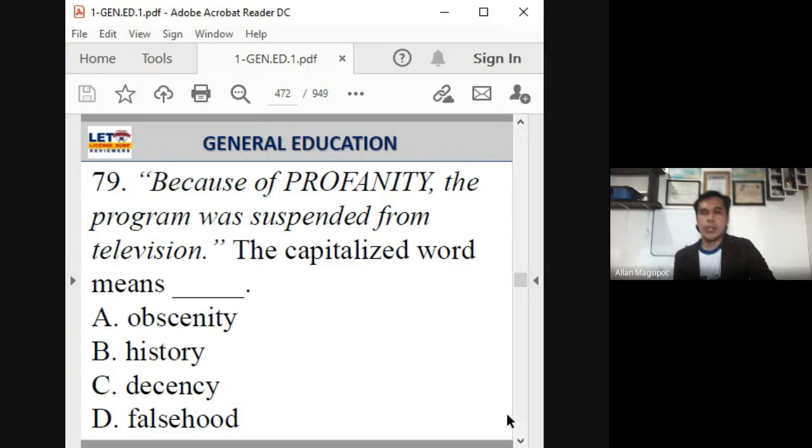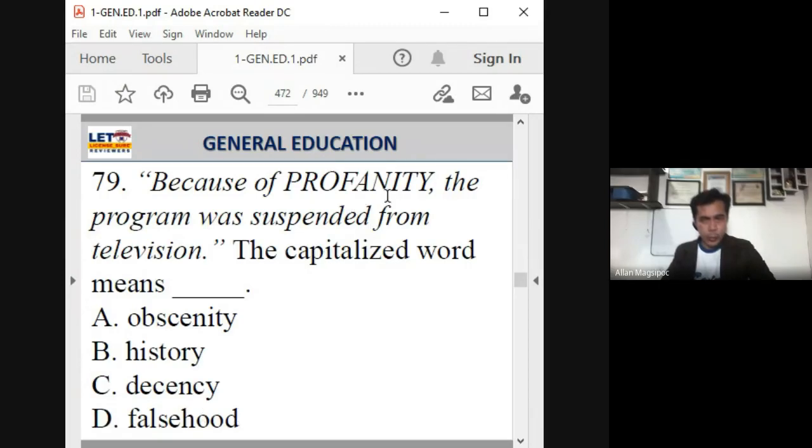So, which of the following is the synonym, same meaning, of the capitalized word profanity? Answers, please. The TV program was suspended because of profanity. Is it obscenity, history, decency, or falsehood?